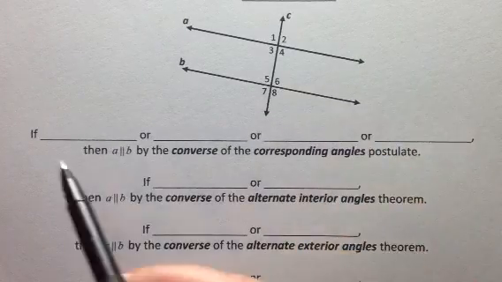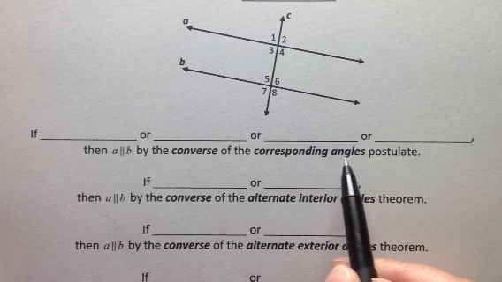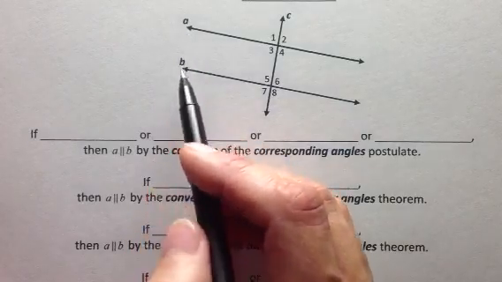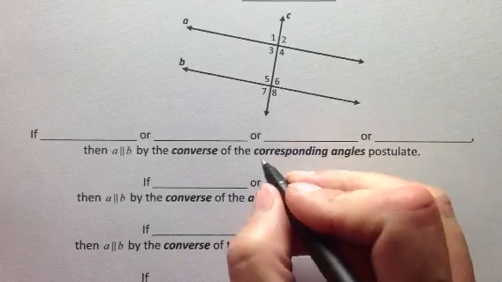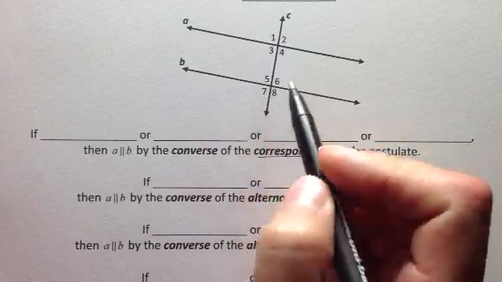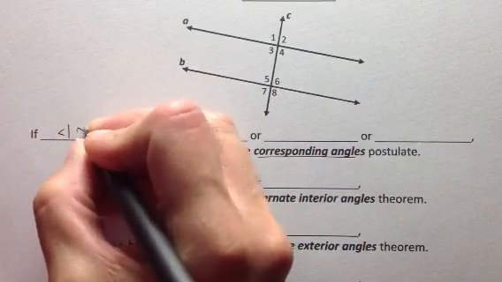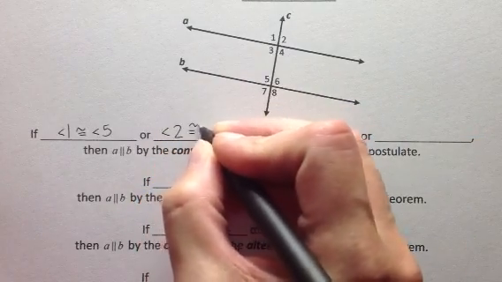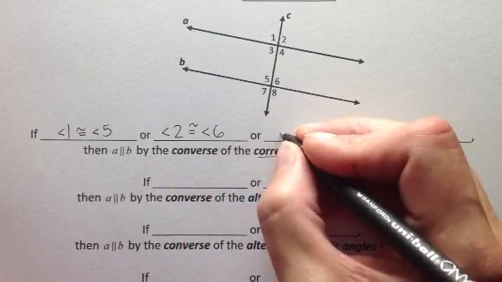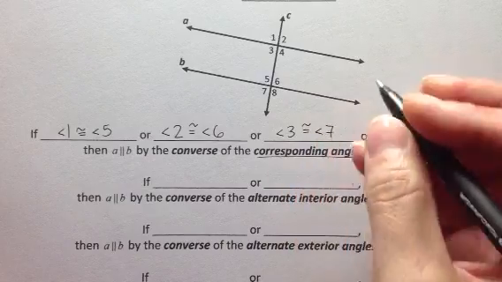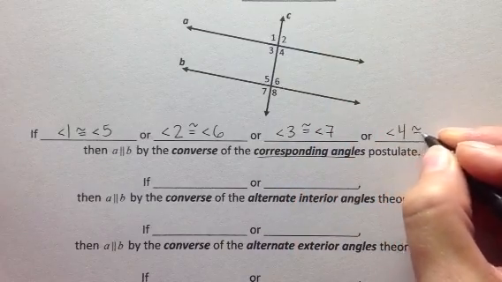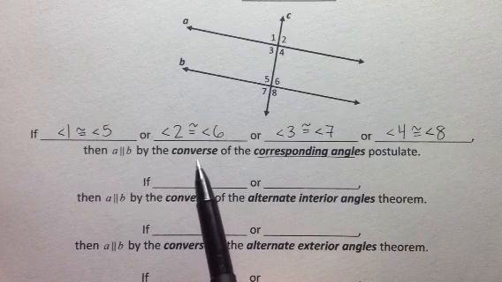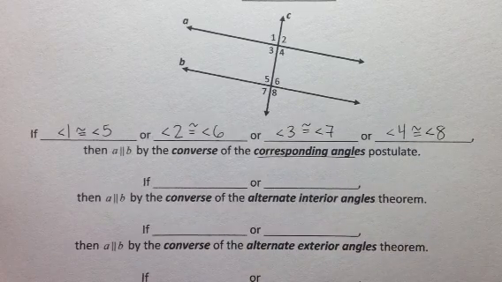Alright, given this picture here, if I knew any of the corresponding angles were congruent, that would be enough by the converse theorem to show that the lines would be parallel. So if I wanted to prove these two lines parallel, I could show you that either, we're looking at the corresponding angles right now, angle 1 and 5 were congruent, 2 and 6, 3 and 7, or 4 and 8. So if I was trying to show you that these lines were parallel by any of these congruencies, I would be using the converse of the corresponding angles postulate. That's what I would be using.